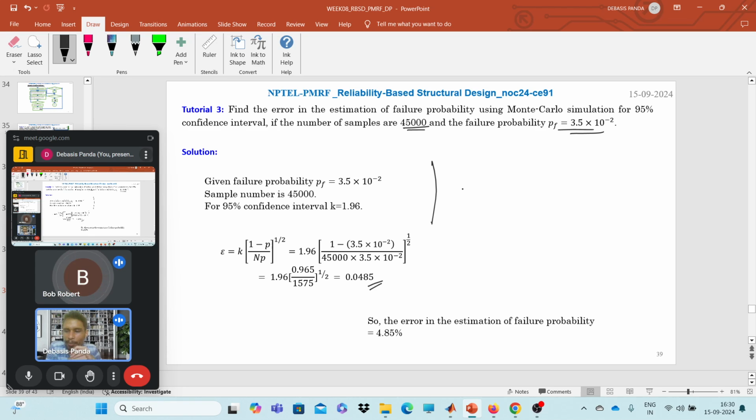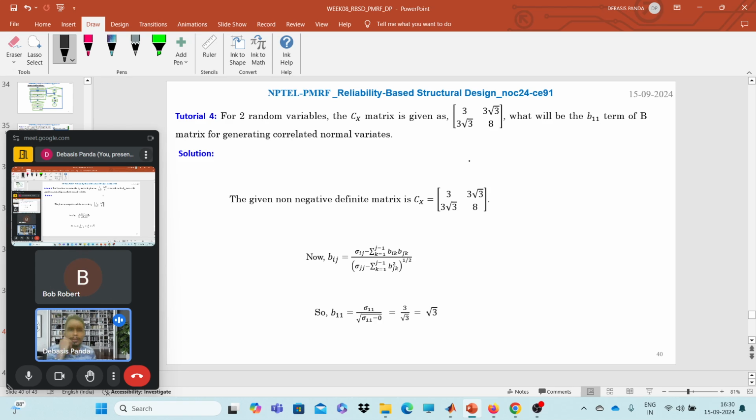Yeah, it's correct. The confidence interval is 4.85%. Great. Now the third question. Here, for two random variables, the CX matrix is given. What will be the B11 term for generating correlated random variables?